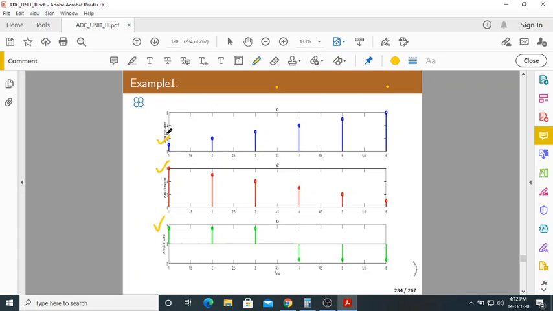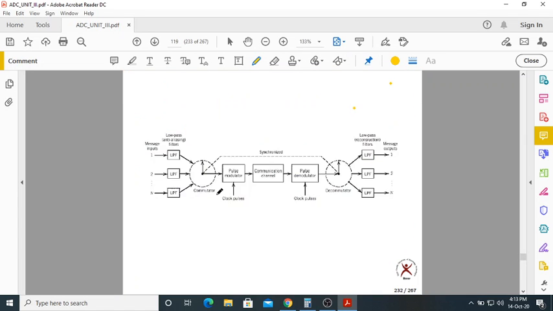The first sample of first signal, the first sample of second signal, the first sample of third signal. We transmit them first. Next, during the next frame, we transmit the second samples. So the commutator will collect the second samples from all 3 signals. Next, one cycle will be over, no?